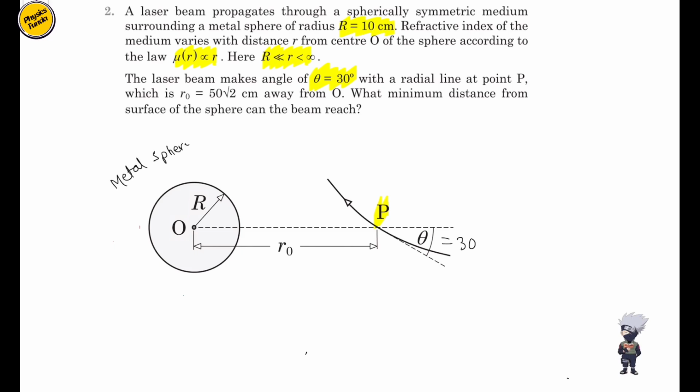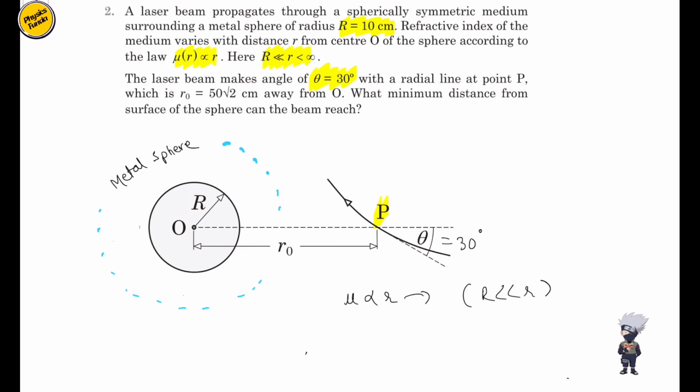The sphere has a radius equal to 10 centimeter, and it is placed in a spherically symmetric medium whose refractive index is varying according to the law mu is proportional to small r, where r is very much greater than the radius of the sphere. The laser beam is directed at an angle of 30 degrees at point P. So I have to find the minimum distance from the surface of the sphere that the beam can reach.